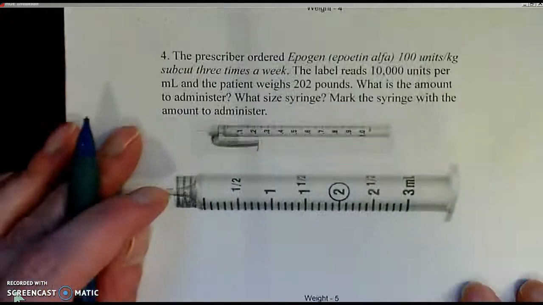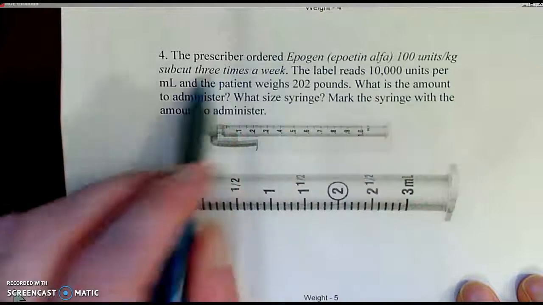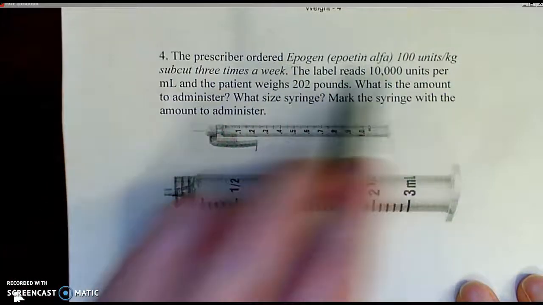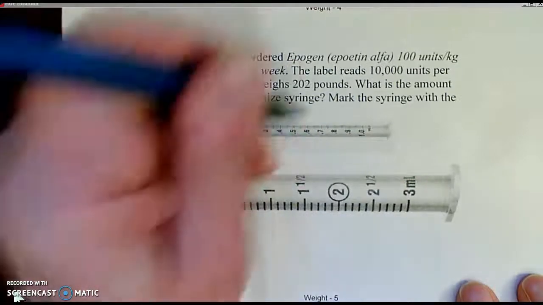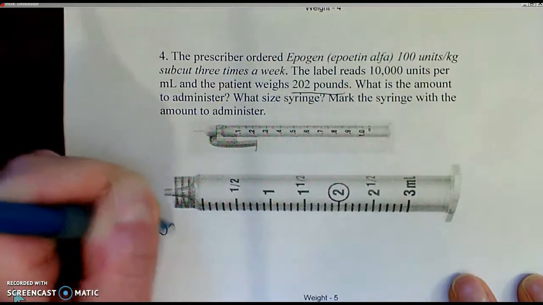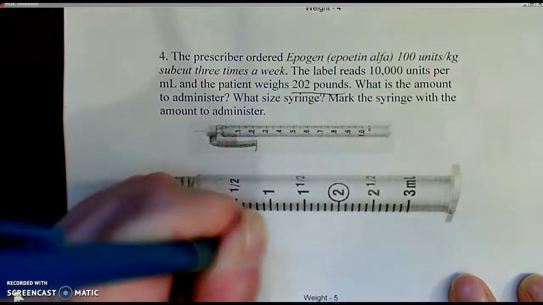Okay, next problem we've got is a prescriber ordered Epigen, 100 units per kilogram subcutaneously 3 times a week. The label reads 10,000 units per milliliter. The patient weighs 202 pounds. Let's start with that low-hanging fruit. Let's go ahead and convert 202 pounds into the number of kilograms that is.